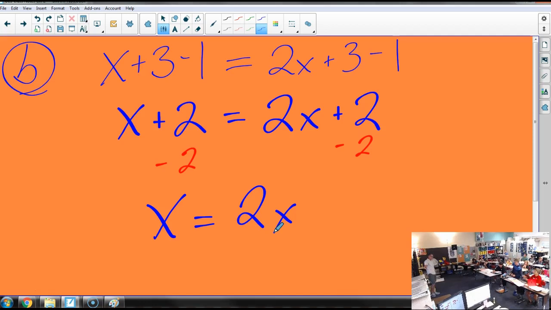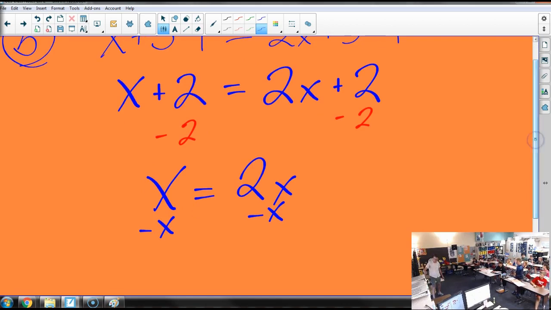What should I do now? Give it to me. Okay, so you take away 1x from both of them. Take away 1x from both sides. That leaves us 0 is equal to... x can only be one thing there.